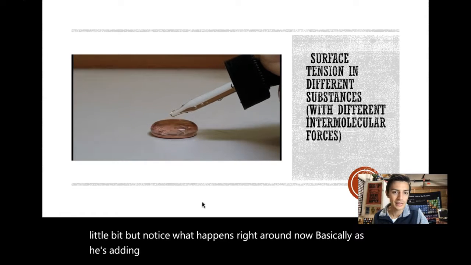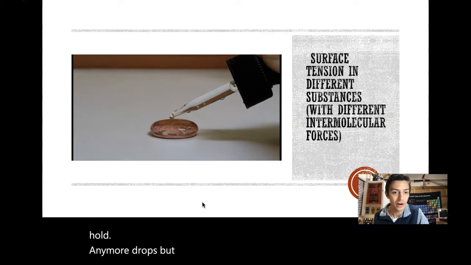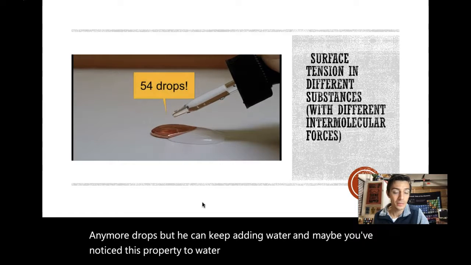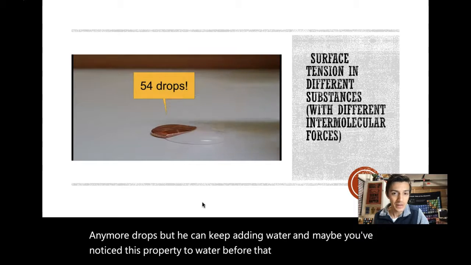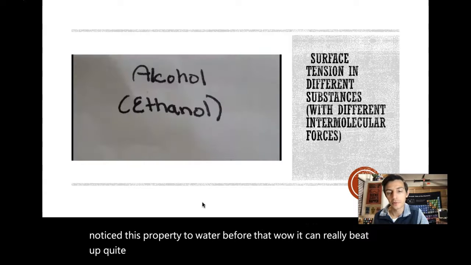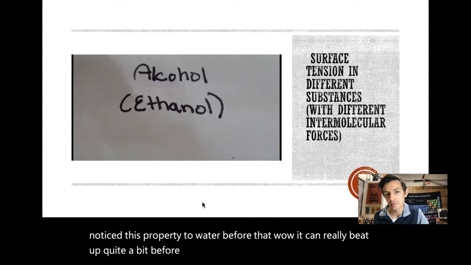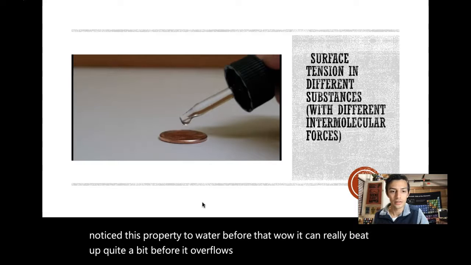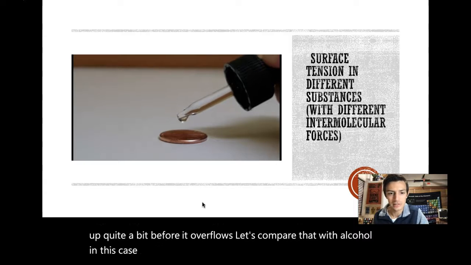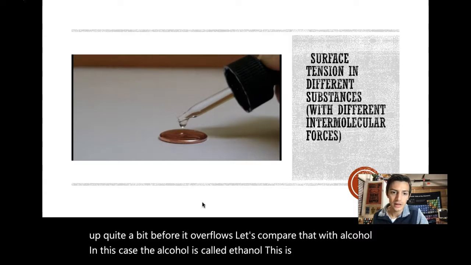It seems like the penny will not hold any more drops, but he can keep adding water. Maybe you've noticed this property of water before, that it can really bulge quite a bit before it overflows. Let's compare that with alcohol. In this case, the alcohol is called ethanol. This is food grade alcohol, and we'll see how many drops the penny holds.